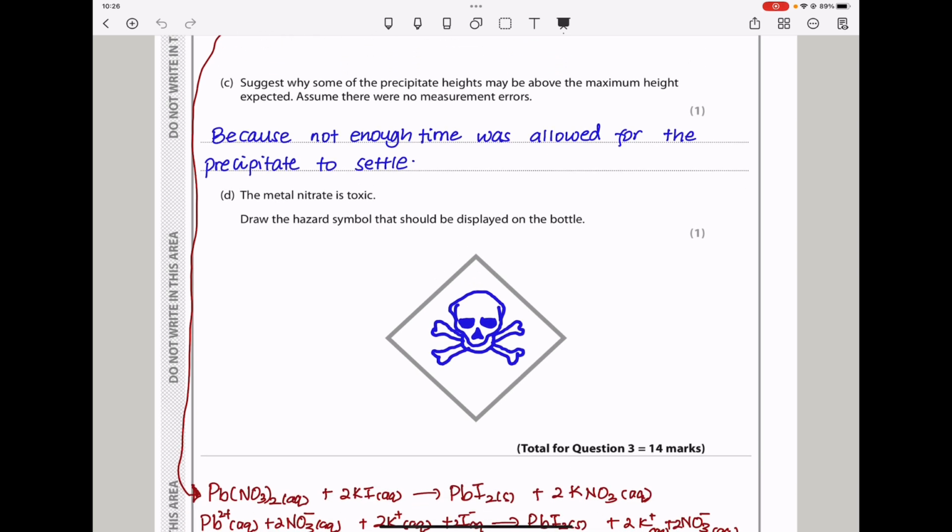In part D, the metal nitrate is toxic. Draw the hazard symbol that should be displayed on the bottle. This is the hazard symbol for toxic. This looks like bones, and then we see a skull. So if you had drawn it like this or something similar, you would get 4 marks for this. And again, be very careful. These days they're bringing a lot of questions about drawing hazard symbols, so you have to make sure you fully understand how to draw them in order to get 4 marks. So this brings us to the end of question 3. Let's continue to question 4.